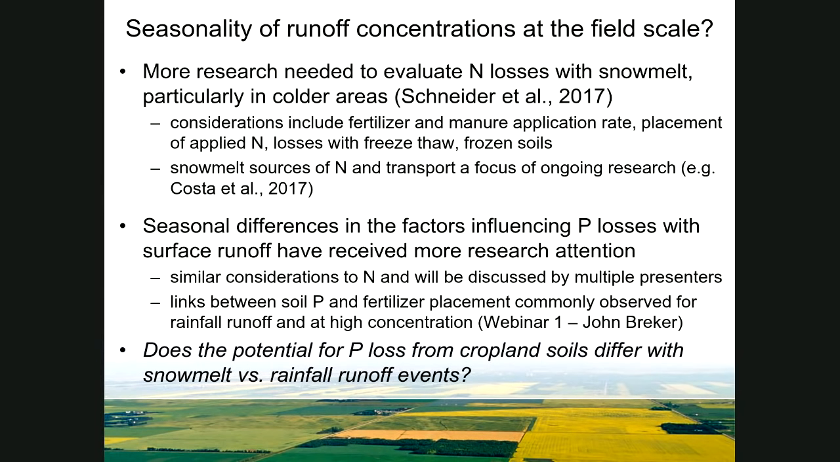But there are seasonal differences as well for phosphorus losses that occur with surface runoff, and these have received a little bit more attention. So I'll talk to those a little bit more, but the considerations are similar in terms of the land use factor driving it, and some of the links between soil phosphorus and fertilizer placement that are commonly observed for rainfall runoff, or with soil phosphorus in high concentration, were mentioned by John last week. So I do want to just quickly explore that a little bit and whether there's any seasonality in that relationship.